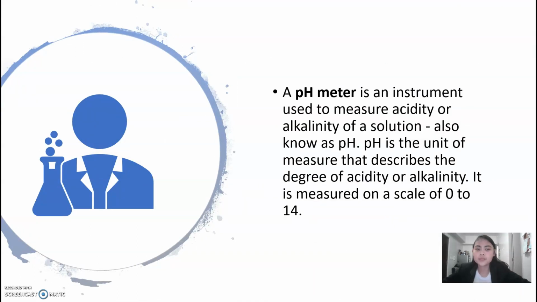A pH meter is an instrument used to measure the acidity or alkalinity of a solution, also known as pH. pH is the unit of measure that describes the degree of acidity or alkalinity. It is measured on a scale of 0 to 14.